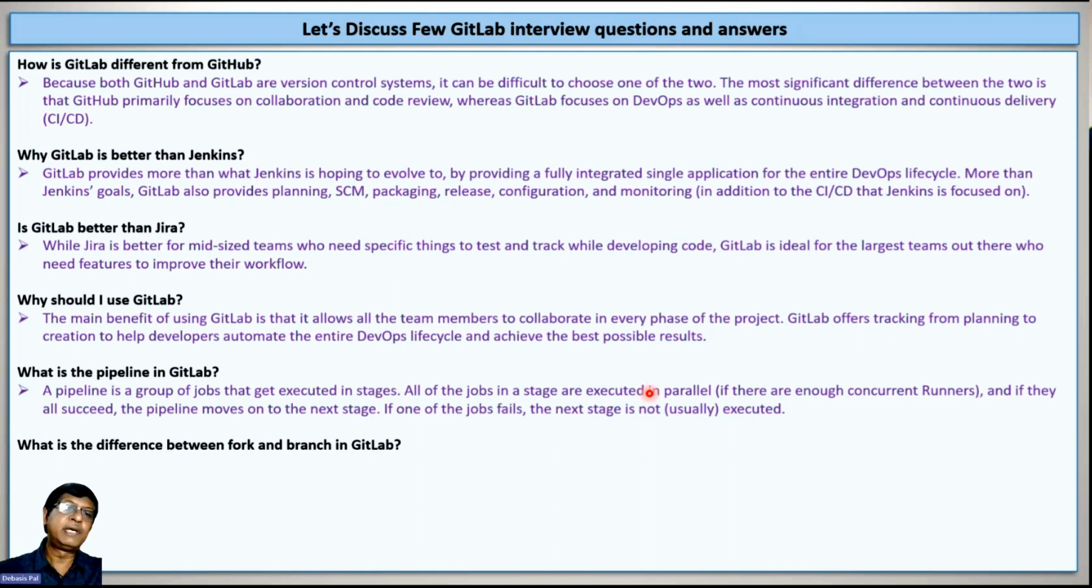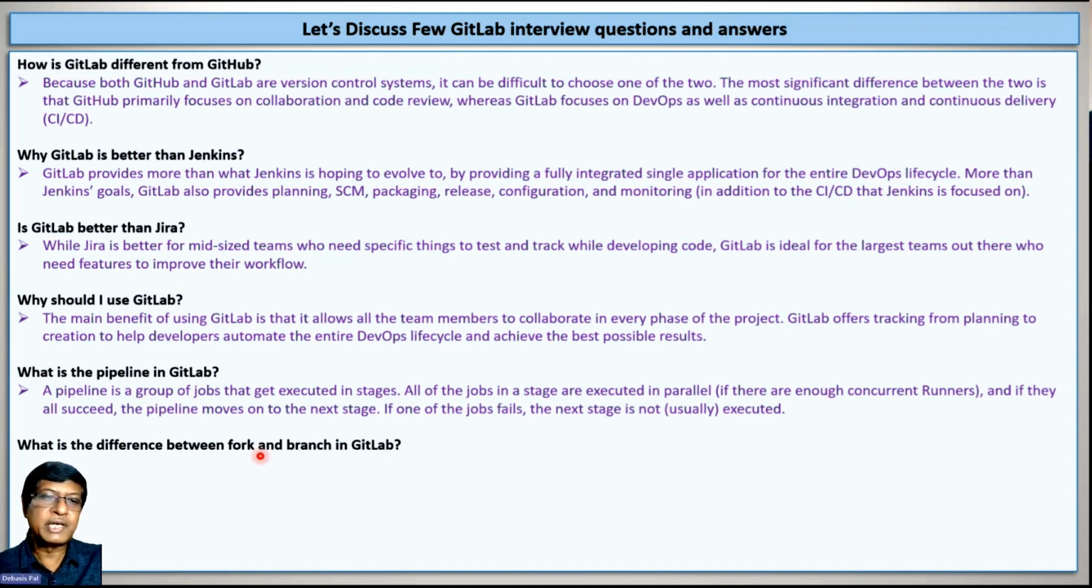Anybody who has knowledge of Git, can you tell me what is the difference between fork and branch? Because if you know GitLab, the interviewer will assume that you know Git very well. Git is a version control technology, and whoever implements that technology is the tool. One very famous tool is GitHub. Another is Bitbucket. And this one is GitLab.